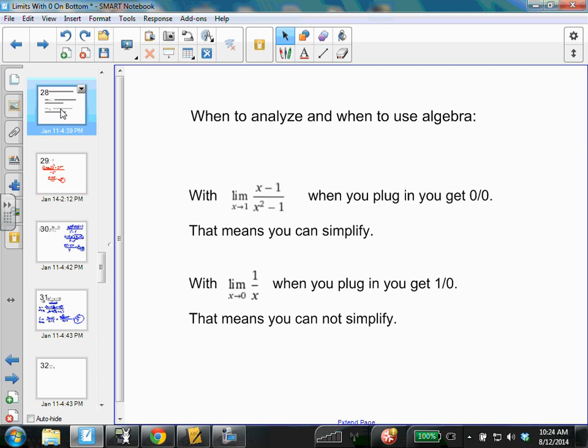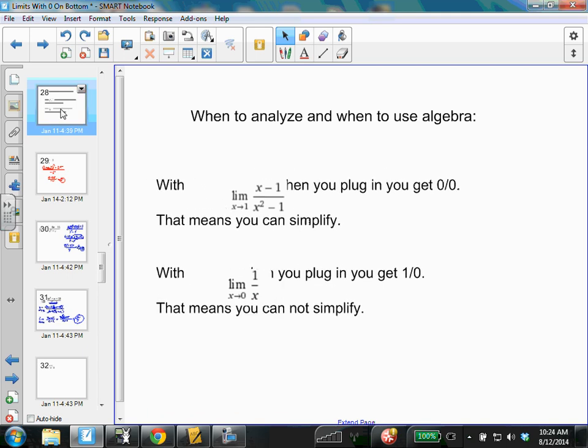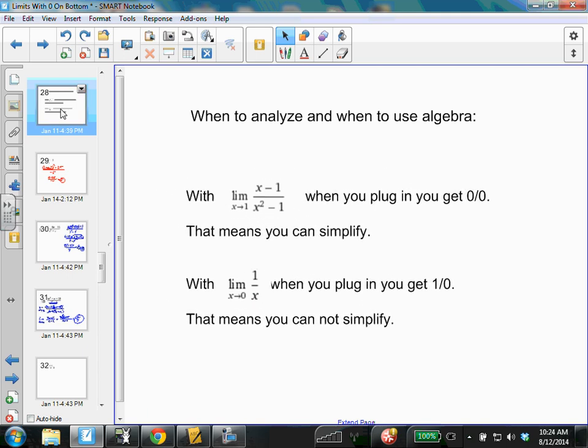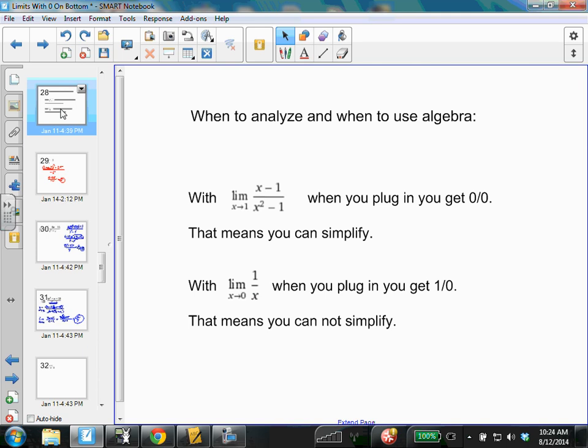Of the two different things that can happen, when do you analyze and when do you use algebra? Okay, that's the question that we're looking at right here. When do you do which one?